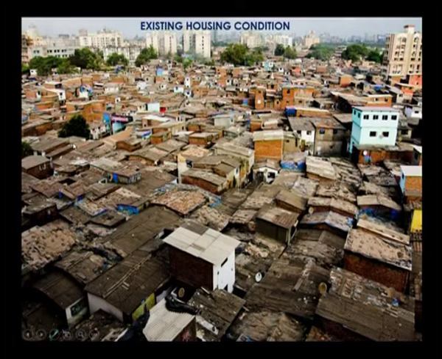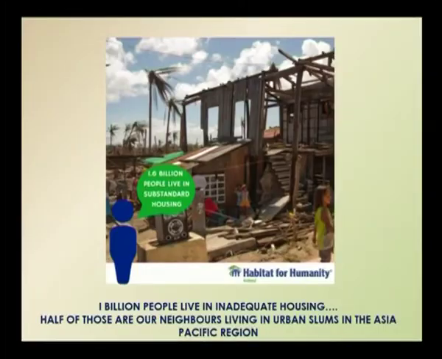So, this is the scenario of slums or squatter settlements in India. And for us to remember, 1 billion people live in inadequate housing, which means almost 1/6 to 1/7 of the entire population of the world lives in an inadequate housing situation, and out of which half of those are our neighbors living in the South Asian Pacific region, that includes India as well.